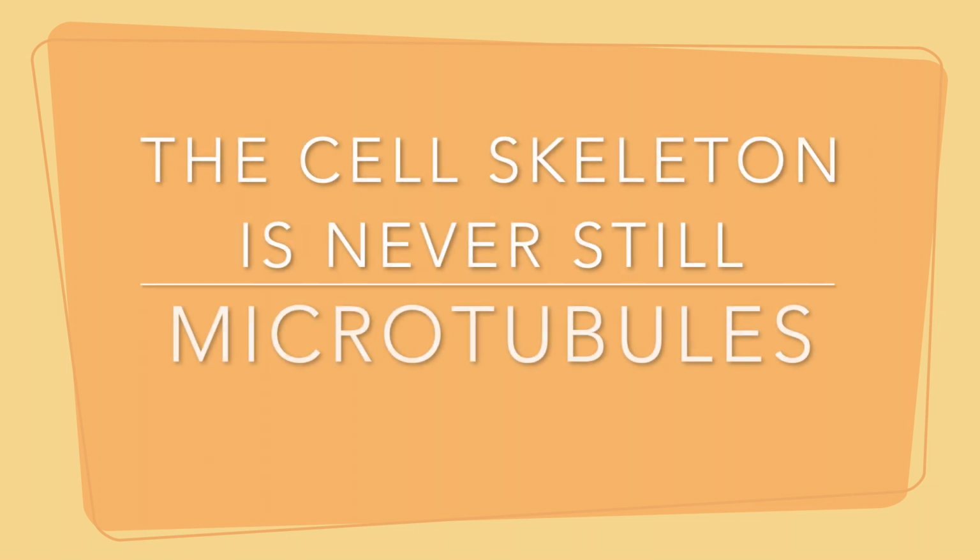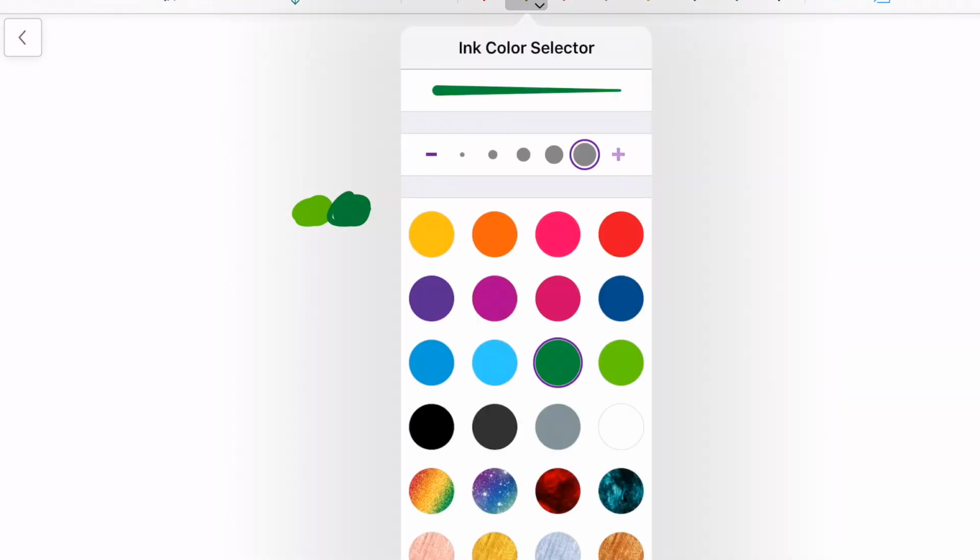I'm going to talk about why the cell skeleton is never still and the importance of dynamic instability in microtubules. Microtubules are an important part of the cytoskeleton. They provide structure and shape to eukaryotic cells, and they act kind of like highways for organelle transport.